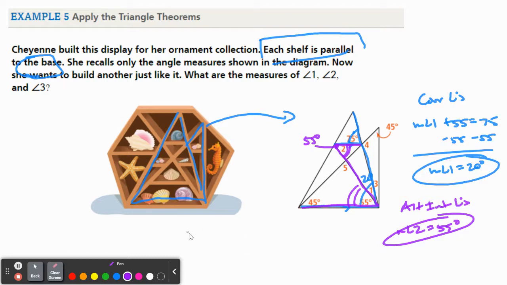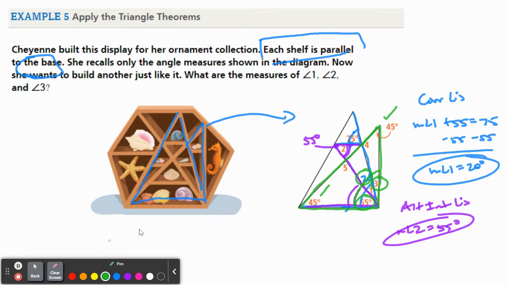And now we want to find the measure of angle 3. Lucky for us, angle 3 is in this triangle right over here. Now, in order to use this triangle, we can't use the one I just tried to outline because we don't know angle 4. But if we continue this all the way to this 45-degree angle, and we take a look at this bigger triangle, we have this corner angle, we have that corner angle, and then this corner angle right here is made up of 55, angle 1, which is 20, and angle 3.